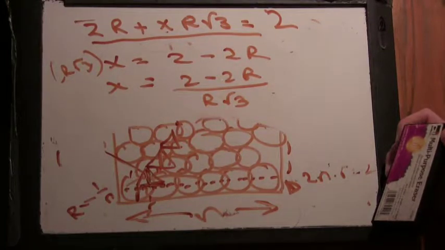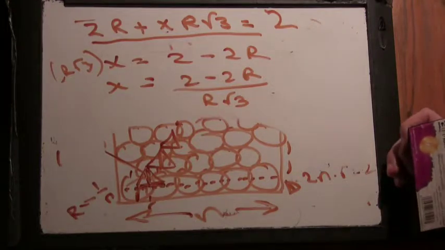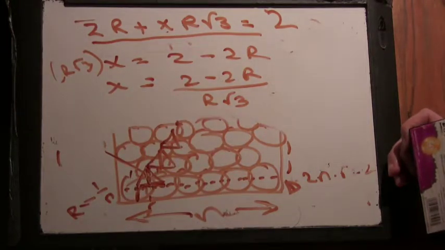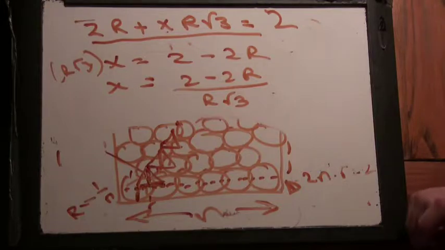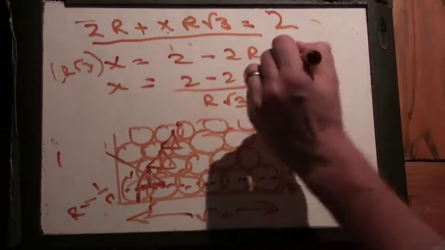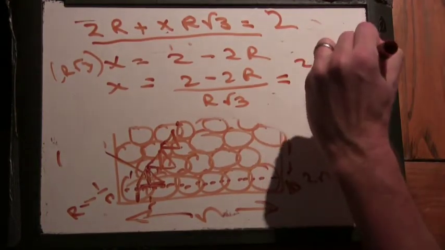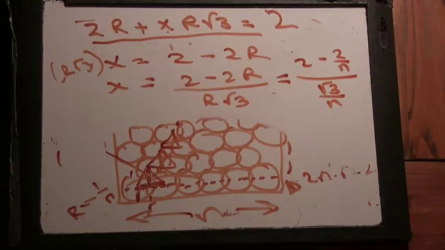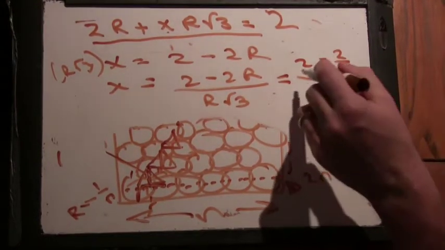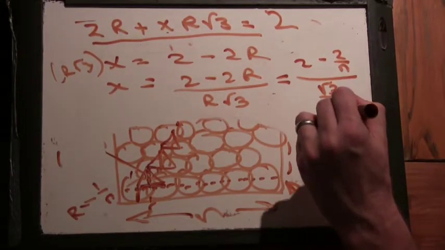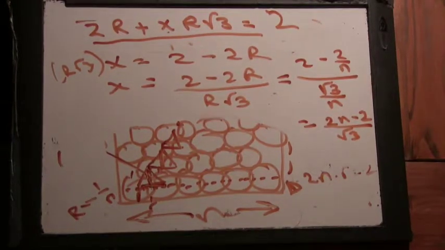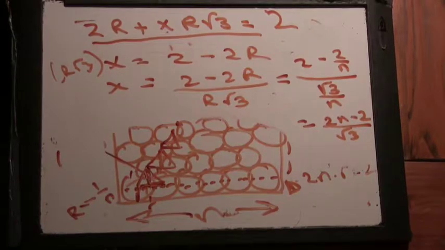That's x, how many total rows we have going up. We want to know. So now when r is 1 over n, I get 2 minus 2 over n over root 3 over n. So maybe I can multiply the top and bottom times n and turn that into 2n minus 2 over root 3. So x is 2n minus 2 over root 3.